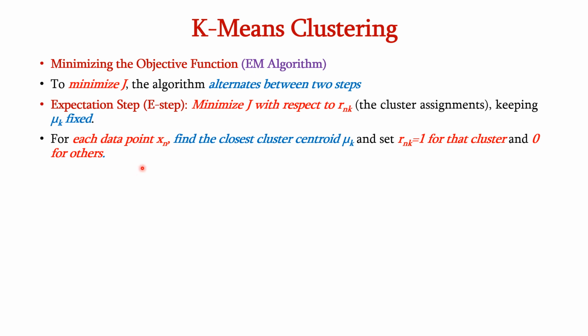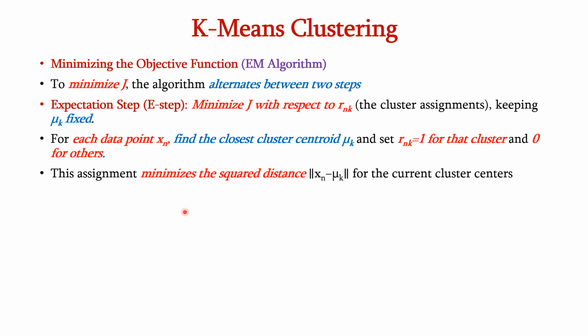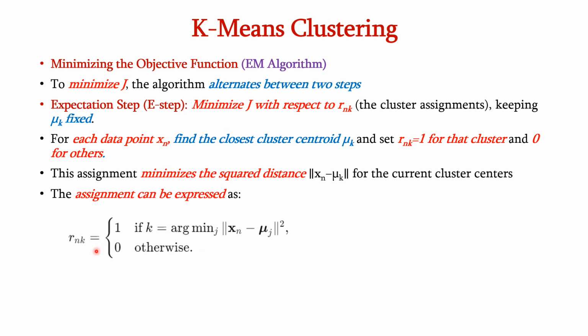That is, for each data point xn, we will find the closest cluster centroid mu k and set the value of Rnk as 1 for that particular cluster and 0 for the others. This assignment will minimize the squared distance between the data point xn and the cluster centroid mu k. This assignment can be formally expressed as Rnk is equal to 1 if k is equal to argmin over j of the norm of xn minus mu j, whole squared, and 0 otherwise.